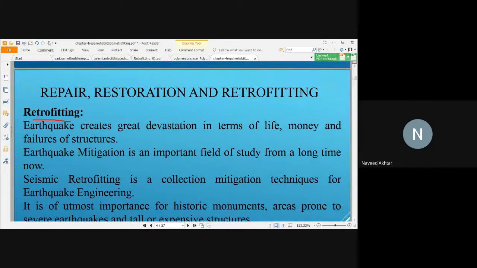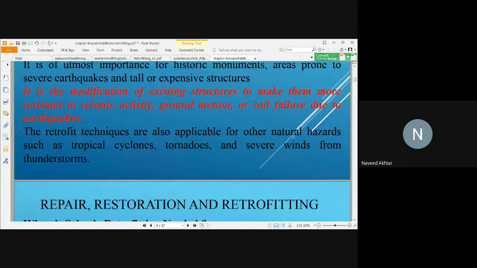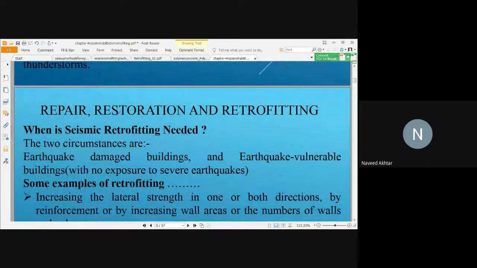Retrofitting is the term used where an earthquake occurs and, due to the movement of the earth, cracks and failure occur in the buildings, and sometimes it is not up to the collapse, so we can retrofit or regenerate the structural element, or we can do the repairing.